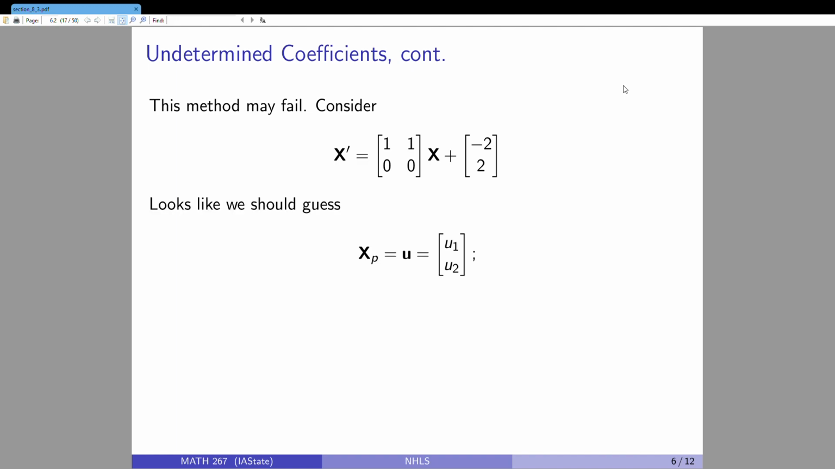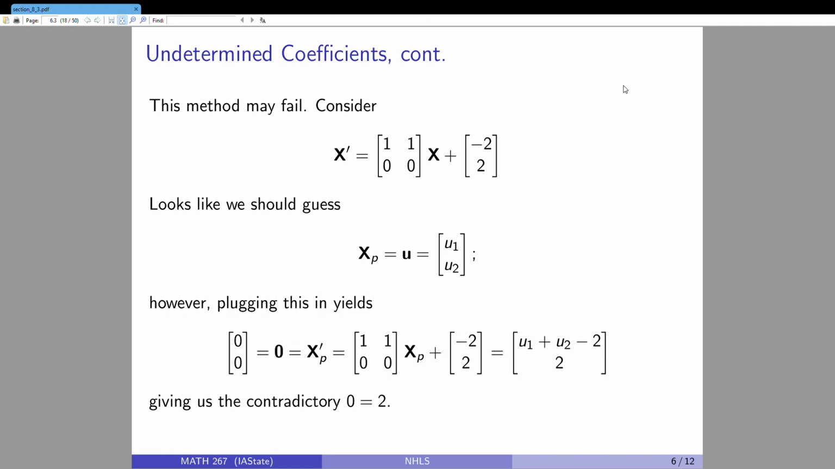Now, since the non-homogeneity is a constant vector, it seems like we should guess a constant vector. Well, why wouldn't you just guess that, other than it's not going to work? Oh, no, it doesn't work. You get 0 equals 2. So if you do plug that in, you will get these equations, and those don't work out.